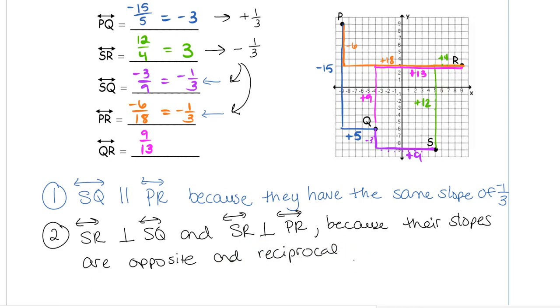Remember, it has to be both. If it's not both opposite and reciprocal, then it's not perpendicular. If it's just opposite, it doesn't work. If it's just reciprocal, it doesn't work. It has to be opposite and reciprocal.